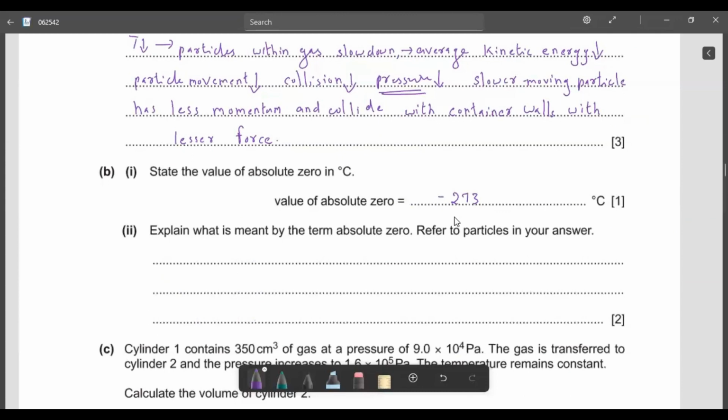So absolute zero refers to the lowest theoretically attainable temperature where the thermal motion of particles within the substance theoretically ceases. That means at this temperature, particles would possess the least possible kinetic energy. So kinetic energy of the particles will be very less at absolute zero.